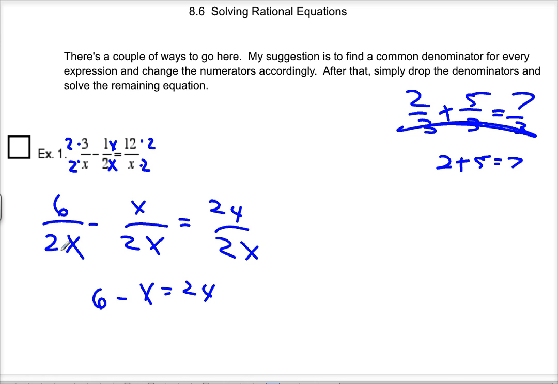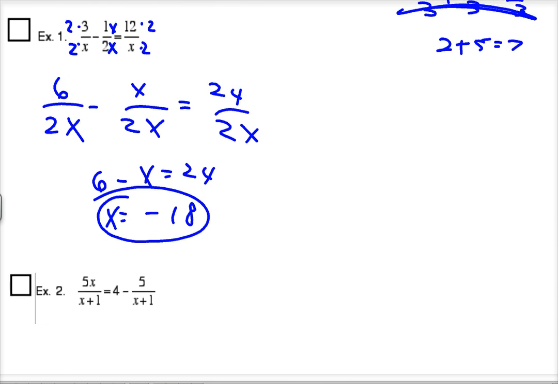So 24 minus 6 is 18. Divided by -1 is -18. Now, be aware that you have to think about the restrictions. X in this one couldn't be 0, so if I got an answer of 0, I'd say, oh, no, that doesn't work. And there'd be no solution.